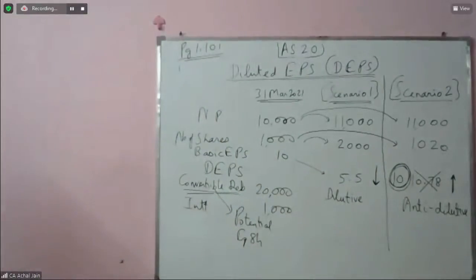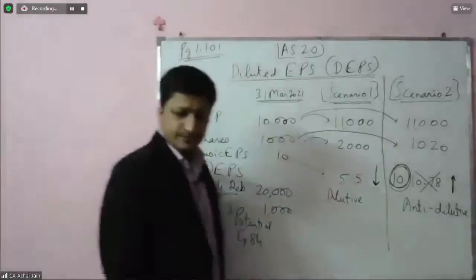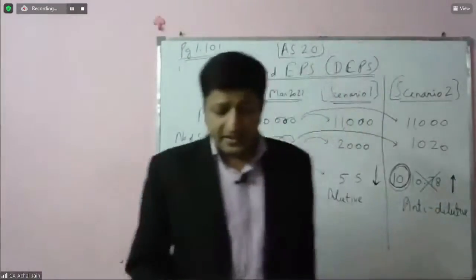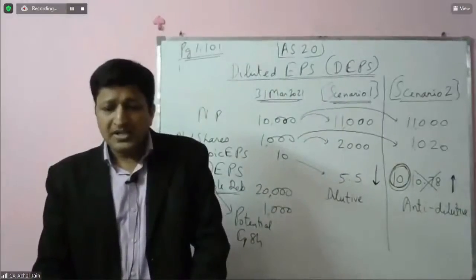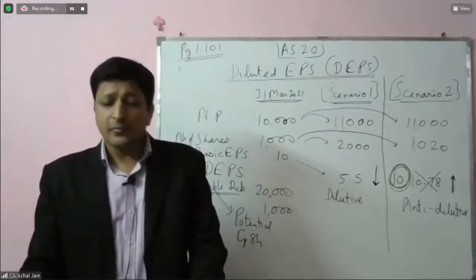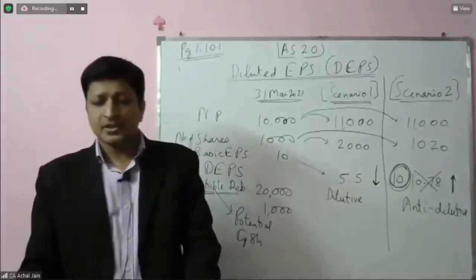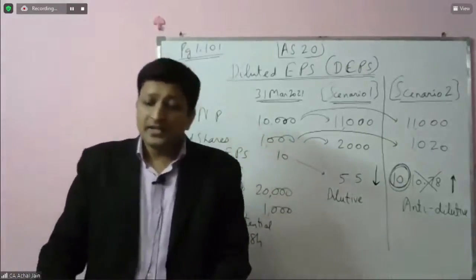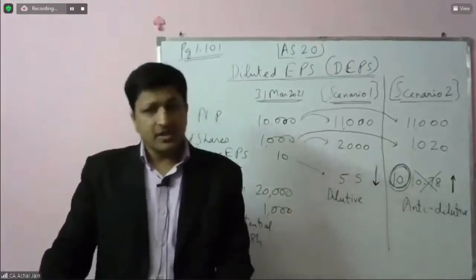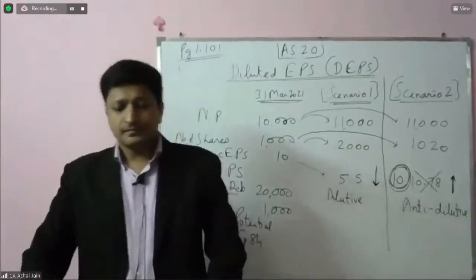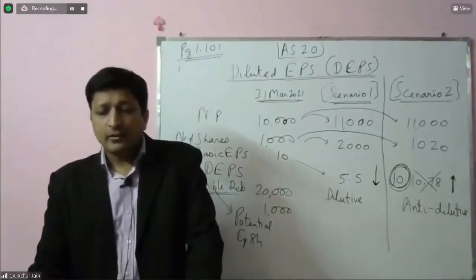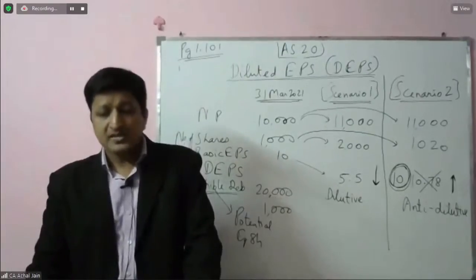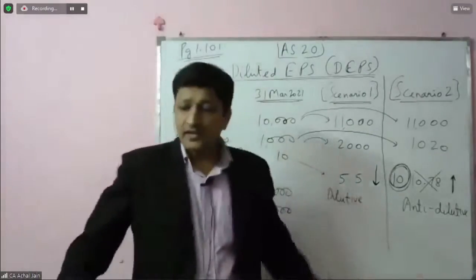Okay, clear? Simple, easy and interesting or not? This concept is very interesting if you understand this properly. Manish is asking, sir, it means if today potential equity shares become actual equity shares, then the company doesn't have much profits to give. Yes, that's correct. This is what it implies. Aditya is asking, sir, here diluted EPS can also be greater than normal EPS. Yes, which you have seen in scenario number 2.